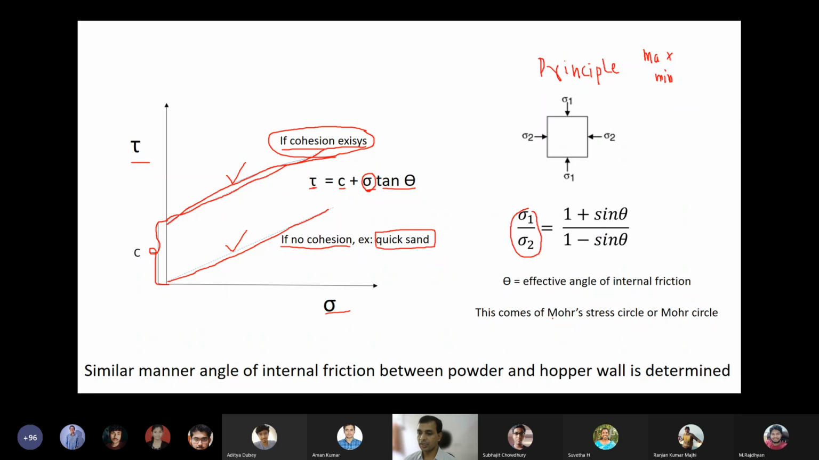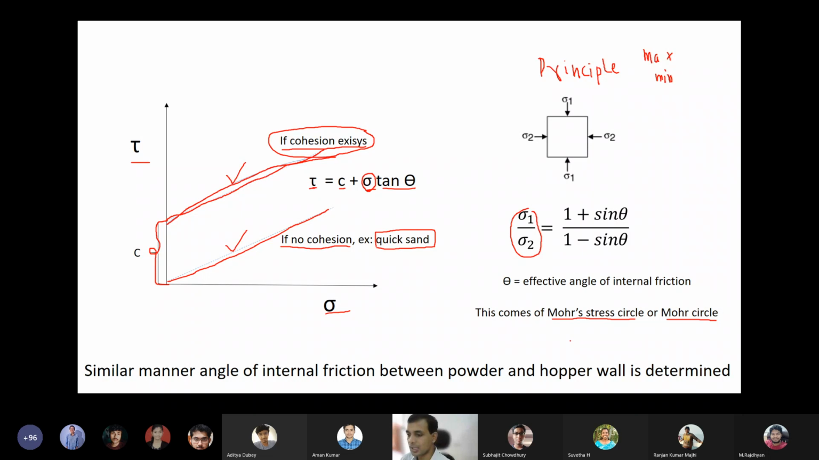Actually, this comes from Mohr's stress circle, or Mohr's circle. Have you heard about this one in the strength of materials course? Mohr circle or Mohr stress circle. Students, in the last year, have you learned? No, okay. So if time permits today, I will explain this. Otherwise, I'll explain quickly in the next class.